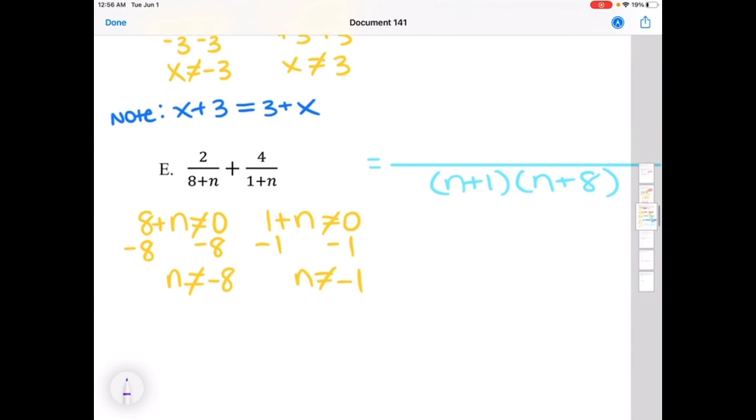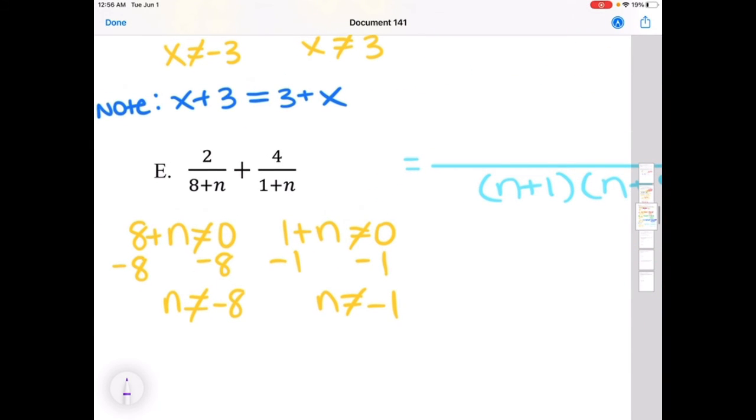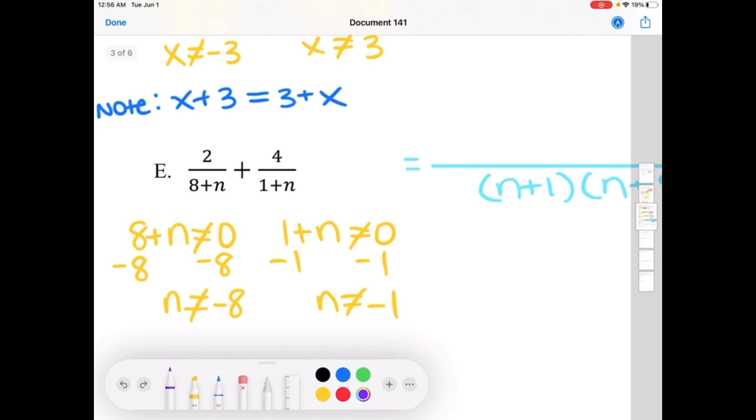Lastly, we have letter E, and here we have 8 plus n on the left, and we have 1 plus n on the right as denominators. So here already we know that we do not have a common denominator. In order to have a common denominator, we are going to have to multiply by 1 plus n on the left expression and by n plus 8 on the right expression. Again, whatever you do to the top, you must do to the bottom, and vice versa.